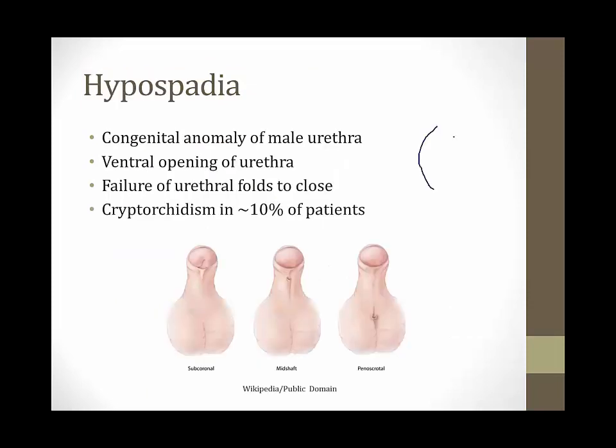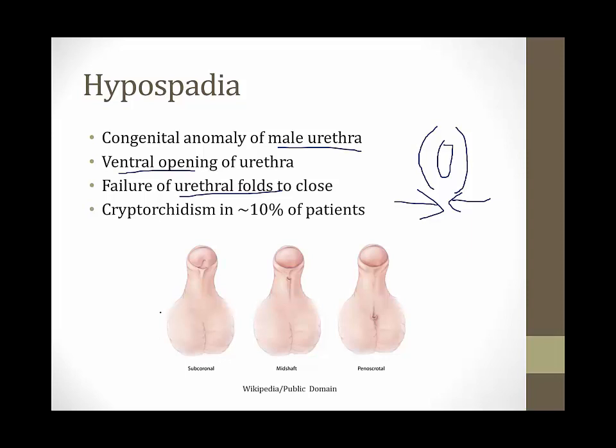In the male, the urethral folds, which are located on the outside of that opening, the urogenital sinus, have to come together and seal in order to form the underside of the penis. If they don't come together normally, an opening can be left, and this is called hypospadia. This is a congenital anomaly of the male urethra. It's a ventral opening of the urethra, meaning an opening of the urethra on the underside of the penis. It's caused by failure of the urethral folds to completely close, and these are some examples of hypospadia at the bottom of the screen here.